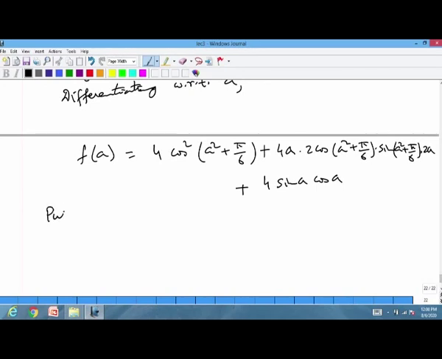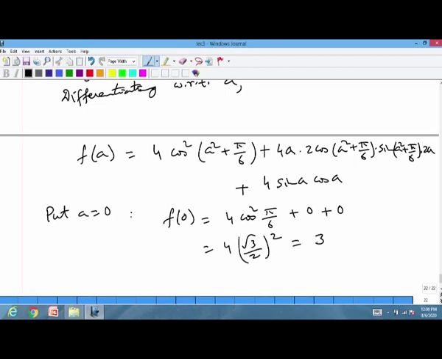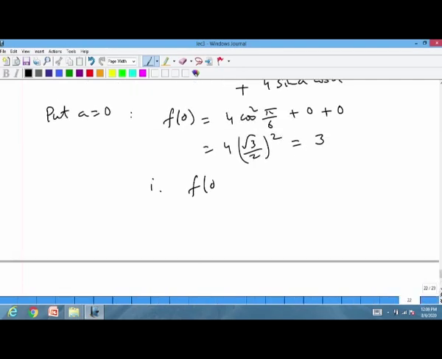Now, put a equal to 0. So, f of 0 is equal to 4 times cos square pi by 6 plus we have a times this. So, this will be 0 and sin of 0 is 0. So, 0, cos of pi by 6 is root 3 by 2, root 3 by 2 square. So, this is equal to 3. So, therefore, f 0 is equal to 3.